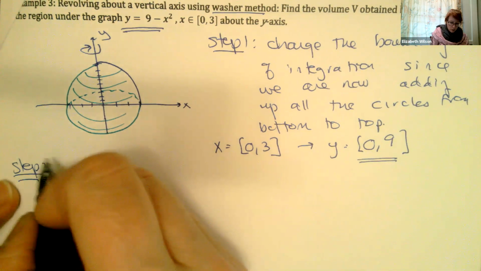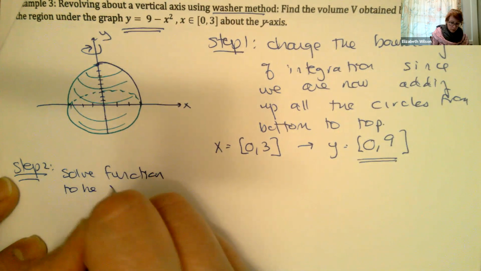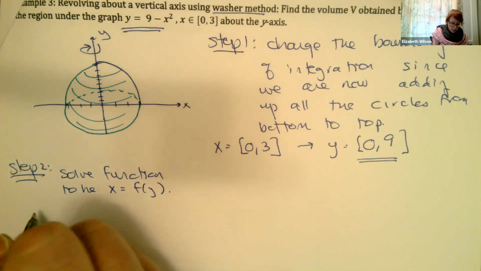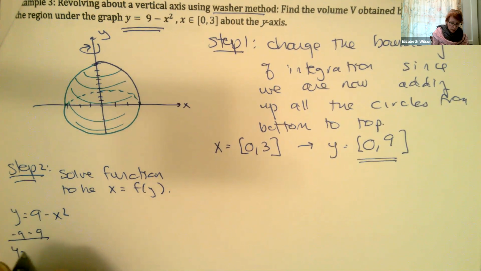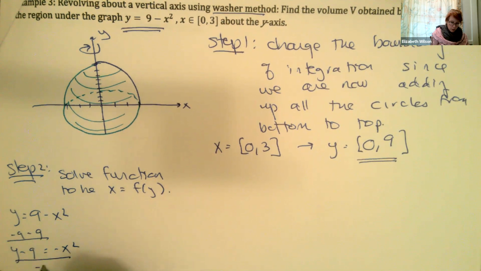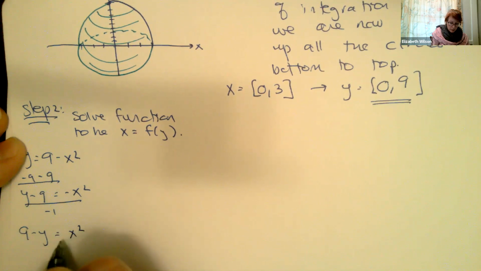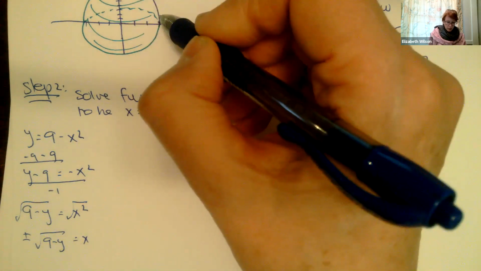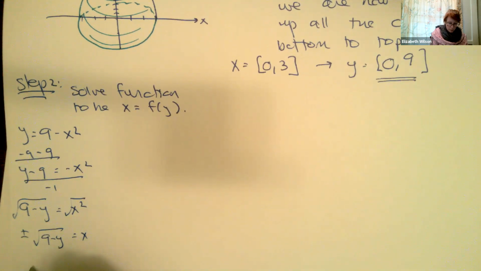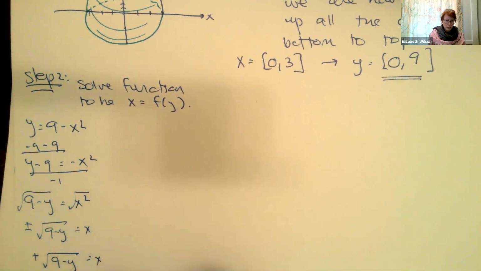Okay, so now I need to solve the function to be x equals a function of y. So I'm going to say y equals 9 minus x squared. I'm going to subtract 9. y minus 9 equals minus x squared. I'm going to divide by minus 1. I get 9 minus y equals x squared. I take the square root. We're talking about just the positive, so this is going to be plus. The square root of 9 minus y equals x. So this is our function that we're going to integrate.